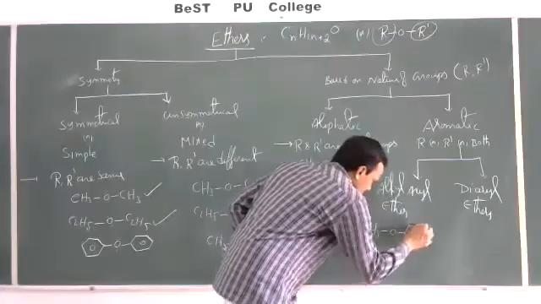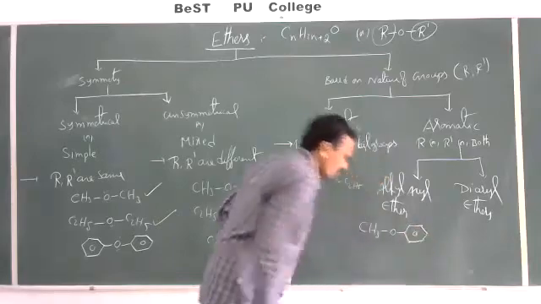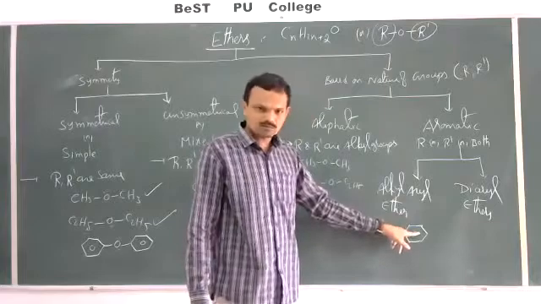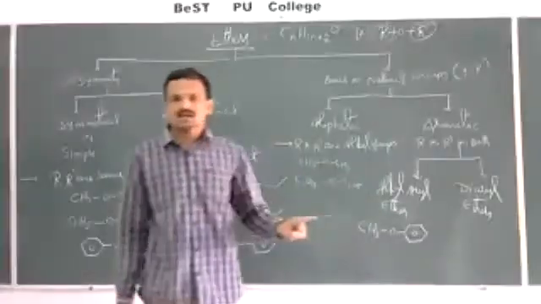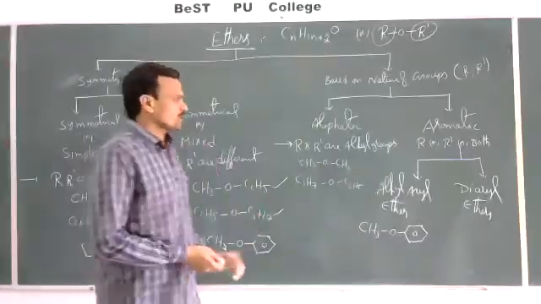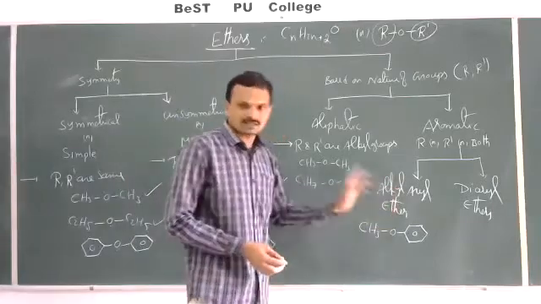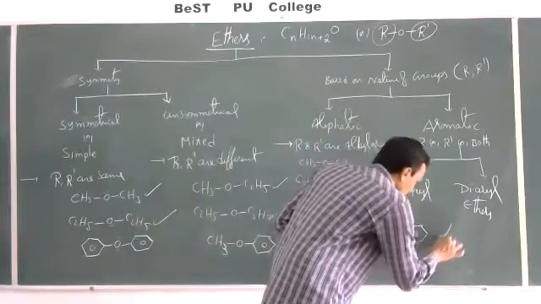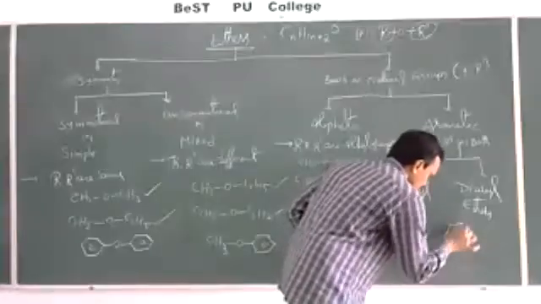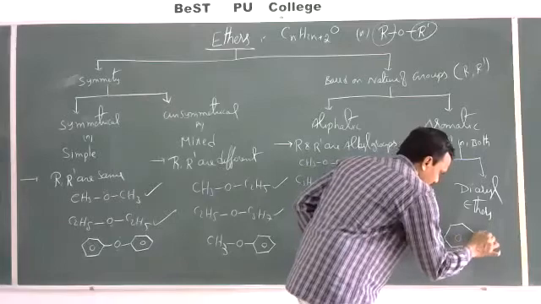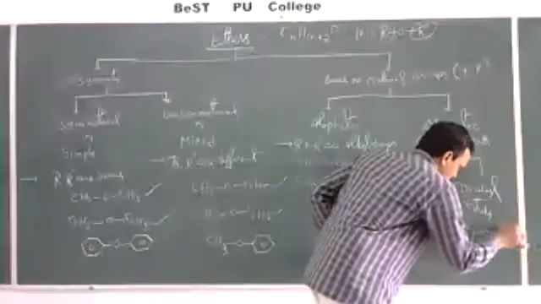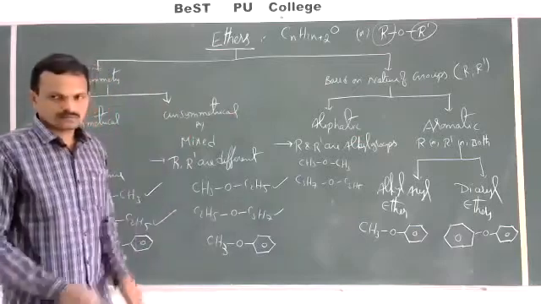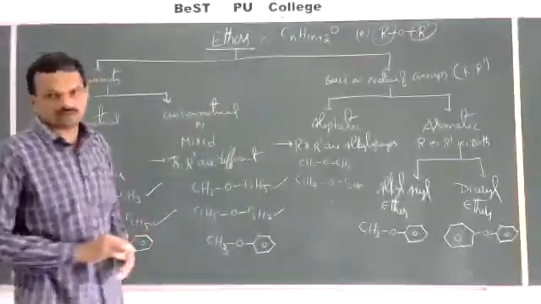An example, CH3OC6H5. One is alkyl group and one is aryl group. So out of the two groups, one is alkyl group and one is aryl group. They are called alkyl aryl ethers. Next, diaryl ethers. If both groups are aryl groups, that is both are aromatic, simply benzene rings, that is a diaryl ether. So this is regarding classification of ethers.